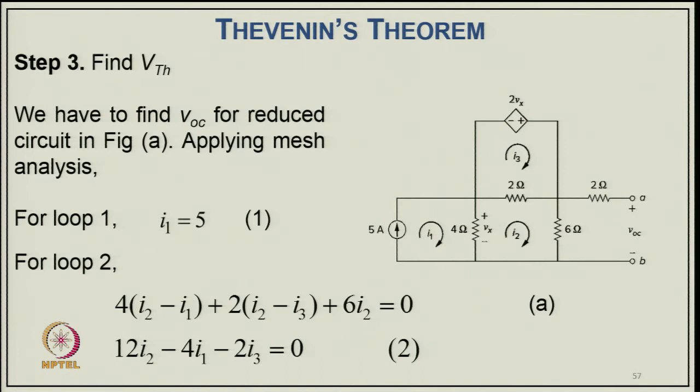Now we can say the Thevenin resistance is 6 ohm, and now we want to find the Thevenin voltage, the open circuit voltage here. So we have to find V OC for the reduced circuit in this figure. Applying mesh analysis, we find I 1 equal to 5 ampere, and for loop 2, in this loop, we can say 4 I 2 minus I 1 plus 2 I 2 minus 2 I 3 plus 6 I 2 equal to 0. Just solving, it becomes 12 I 2 minus 4 I 1 minus I 2 equal to 0. So that is the second equation.